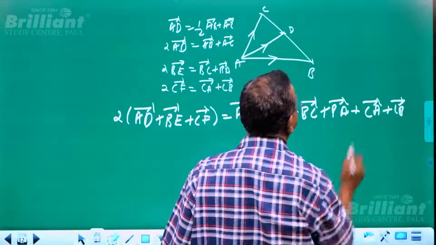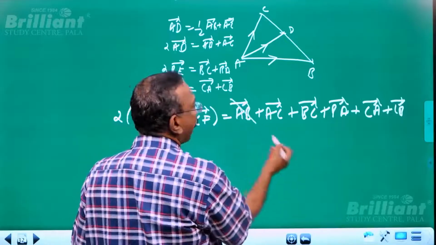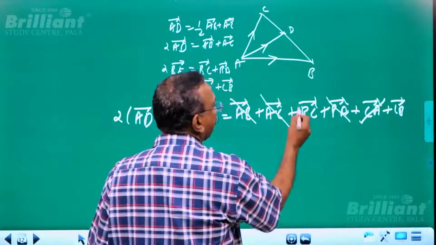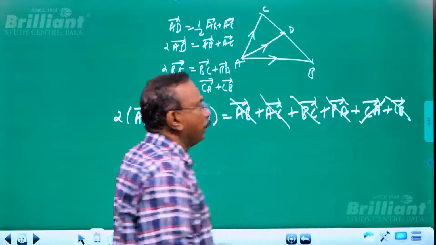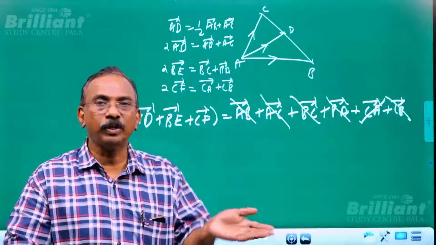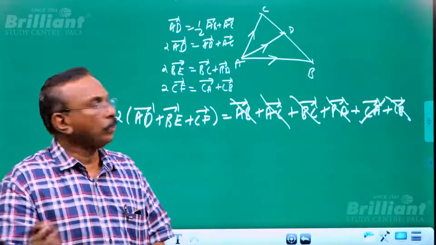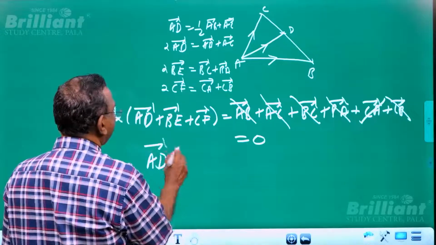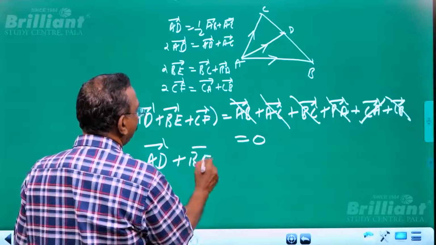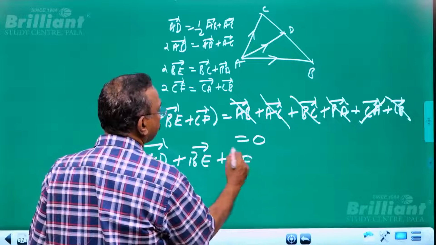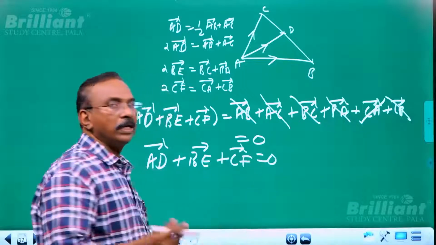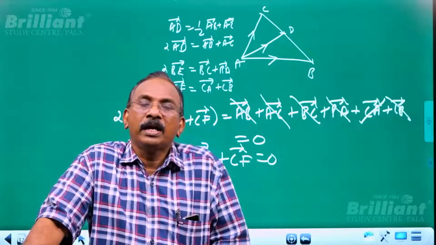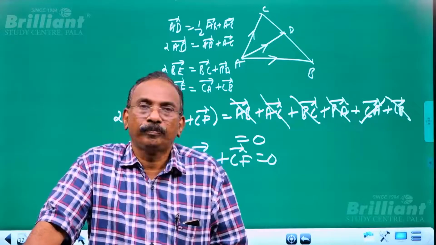Look at the expression. Every AB and BA get cancelled, AC and CA get cancelled, and BC and CB are also there. So all the right side gets cancelled, since each one has an opposite vector along with it. So definitely the right side is 0. That means AD plus BE plus CF is equal to 0. That means if AD, BE and CF are medians of a triangle, then their sum should be zero.